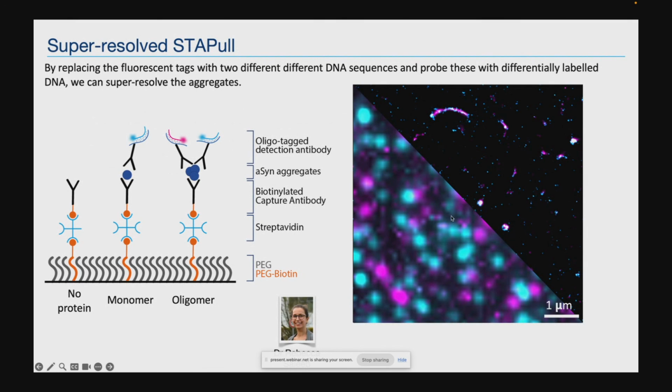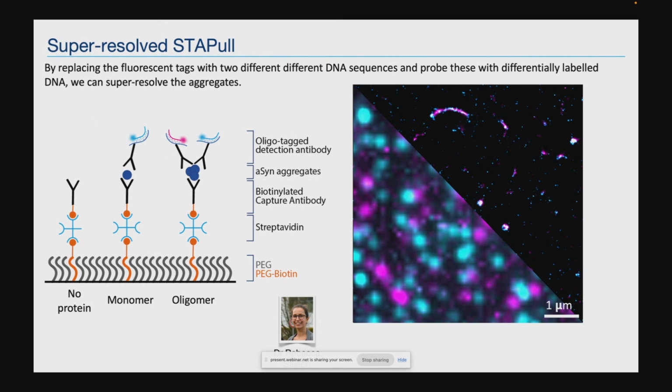So this is what it would look like with diffraction limited, conventional imaging. You see there's some overlap between the magenta and the blue here. But when you turn on the super resolution imaging, you can see we have a higher resolution. We can see these small oligomers, and we can actually see the structure of them. So we have small oligomers, we have long fibrils here, and we also have some larger oligomers as well. So now we can use our STAPLE approach to actually image at the super resolution level.